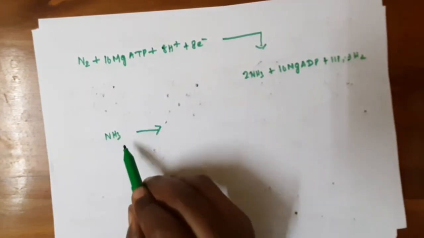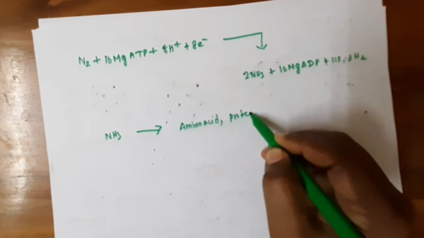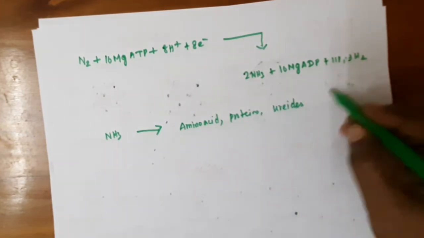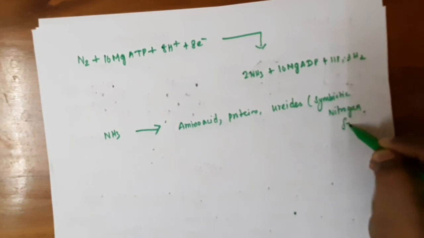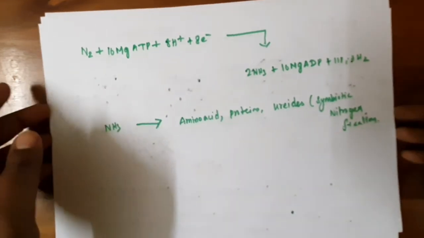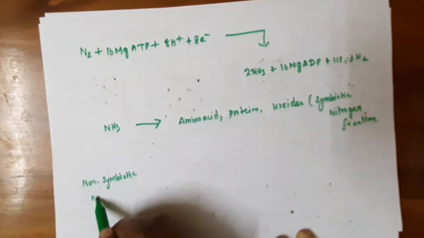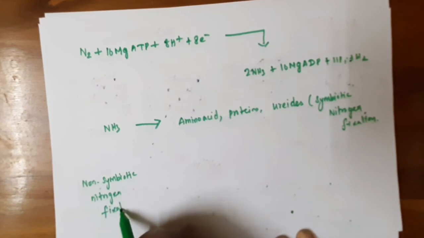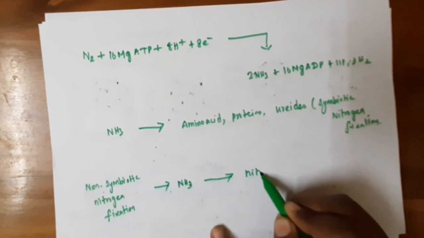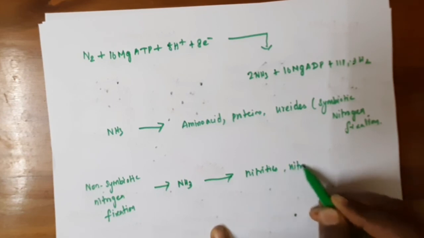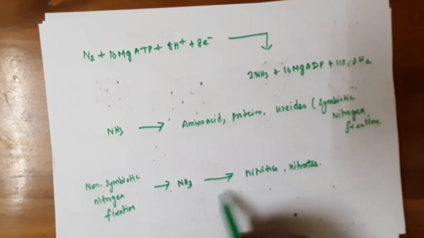In symbiotic nitrogen fixation, the ammonia produced is used to make amino acids, proteins and urates. Non-symbiotic nitrogen fixation also gives ammonia, which is converted into nitrites and nitrates. These nitrites and nitrates are formed using some nitrifying bacteria.